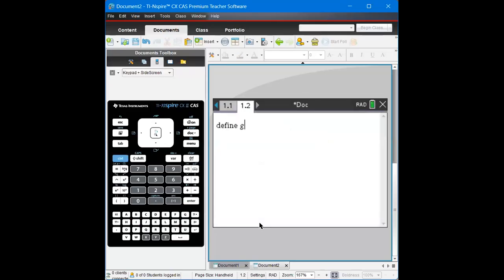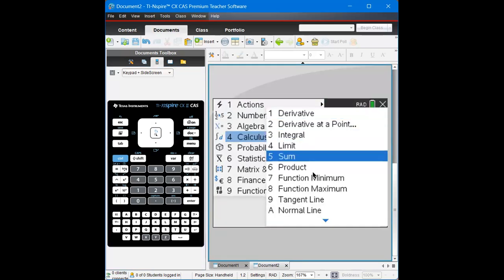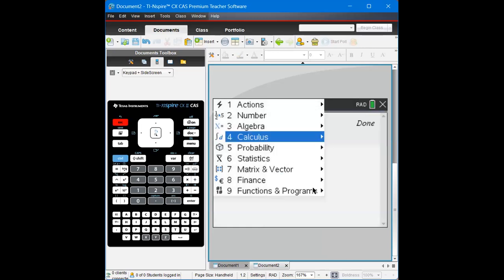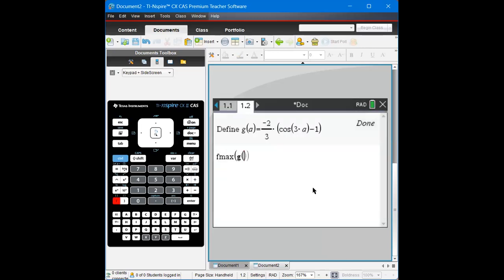Now, here we define g of a equals -2 over 3 times cosine of 3a minus 1. All right, and then fMax, function max, you can access that from calculus, function maximum. We're looking for the maximum value for this function g of a. Variable is a from 0 to pi over 2. Okay, when a is pi over 3, we reach the maximum.